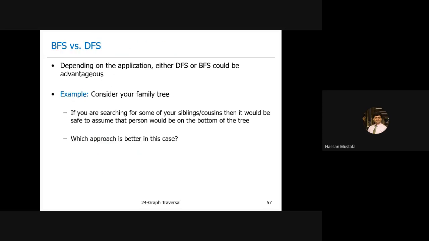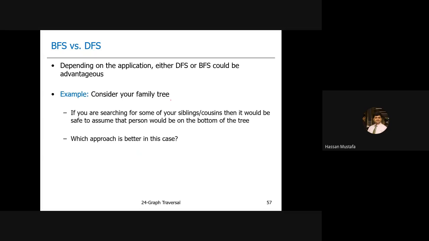Now let's conclude this session and see the benefits of using these algorithms. Both these techniques are very useful. We can use either one of them, but for some scenarios, one is better than the other. For example, say you have a family tree at your disposal, and you want to search for your cousins or your siblings in that tree.